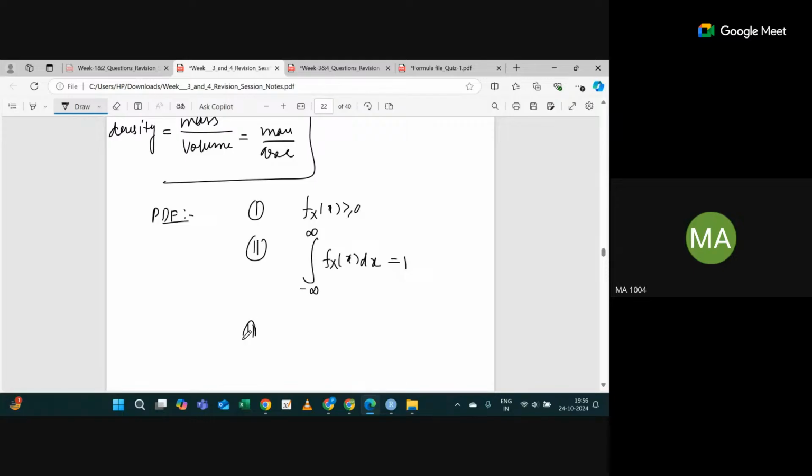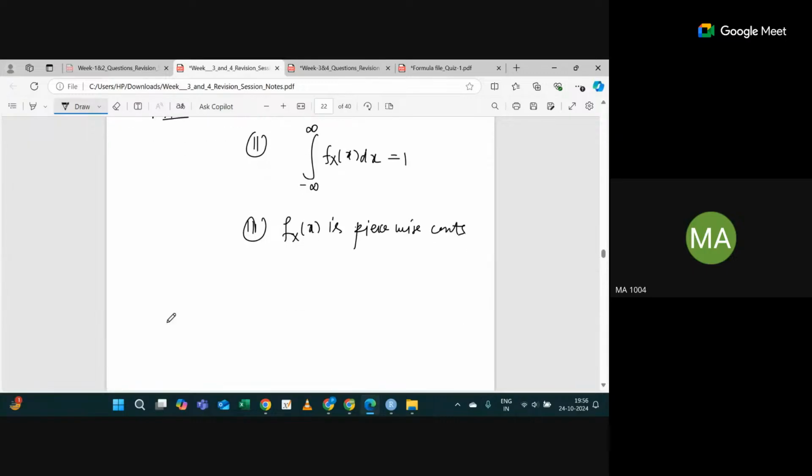And what is the third property? fX(x) is piecewise continuous. So what do you mean by piecewise continuous? Suppose your fX(x) is defined as, let's say, x cube for some range, say a1 to a2, and some other x cube plus 2 for a3 to some a4, something like this. So it should be continuous for this, and continuous for this.